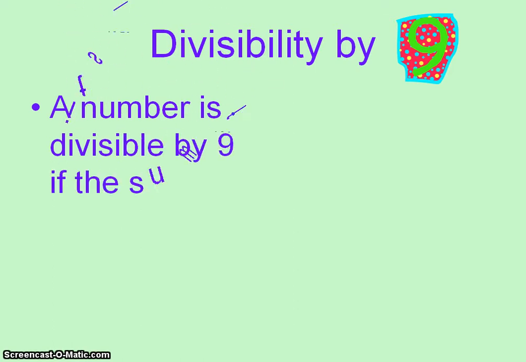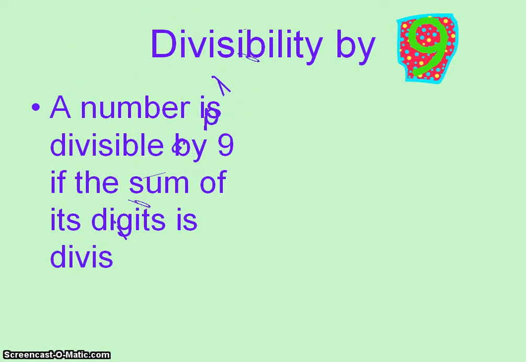Our next divisibility rule is divisibility by 9. You're going to copy the definition on the back side of the flap that has a 9 on it. A number is divisible by 9 if the sum of the digits is divisible by 9.